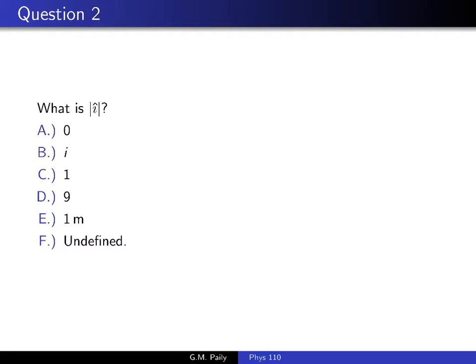Remember that you can write the i hat vector in component form as 1, 0, 0, and then use the Pythagorean theorem to find the magnitude. Doing so, you would get 1 squared plus 0 squared plus 0 squared, which is 1, and the square root of that is 1.